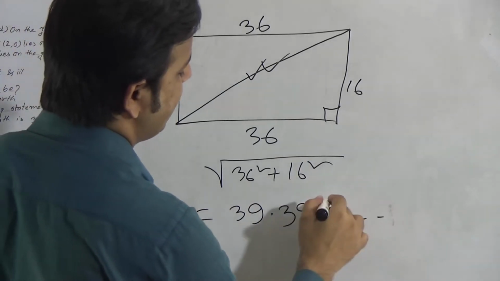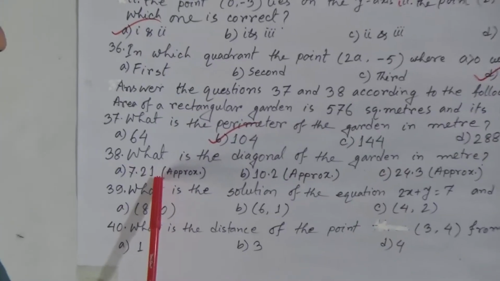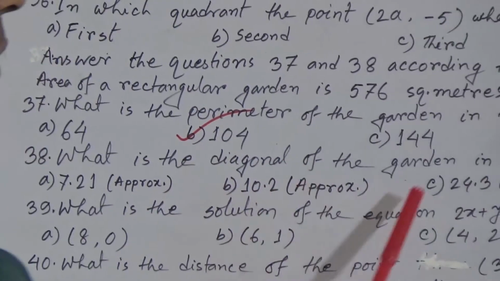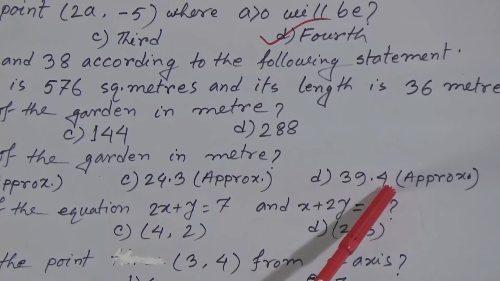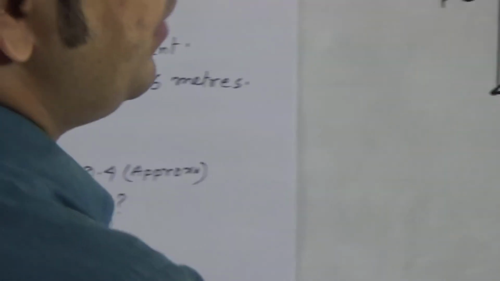In this way you will get an irrational number. Now see the options here. What are the options given here? Options are 7.21, approximate value no, 10.2 no, 24.3 no, 39.4. Here this is near to this number 39.395.